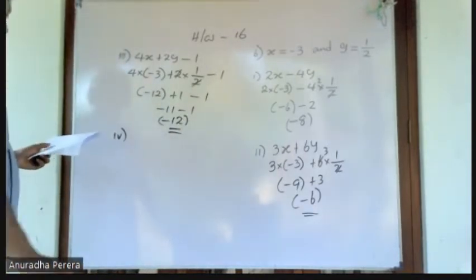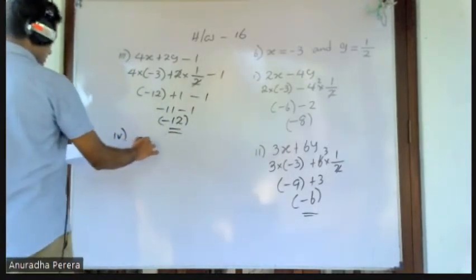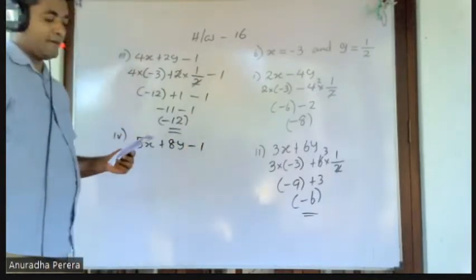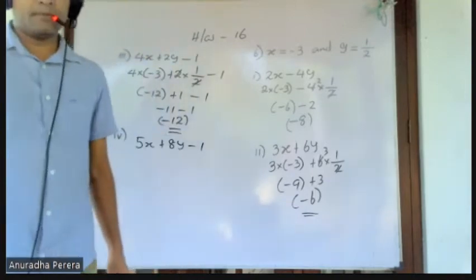The fourth question, 5x plus 8y minus 1. 5x plus 8y minus 1.